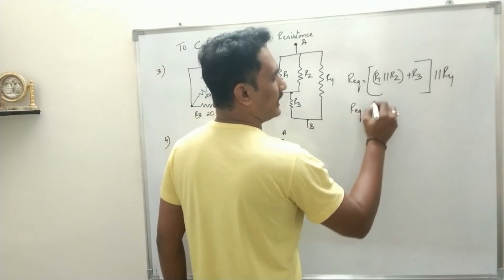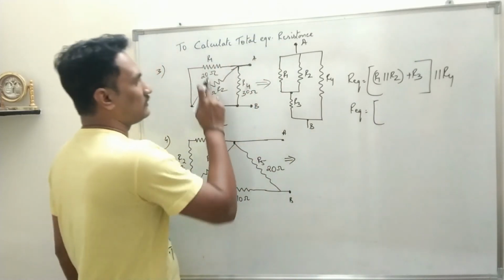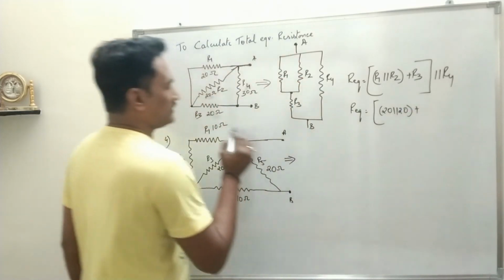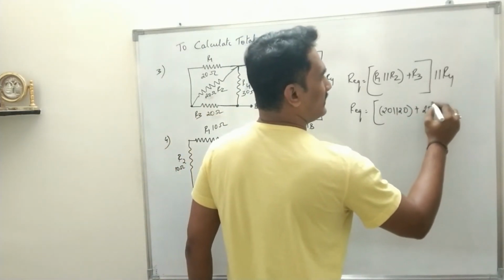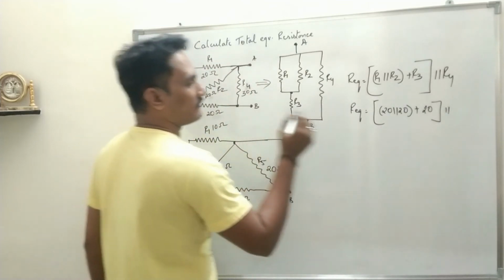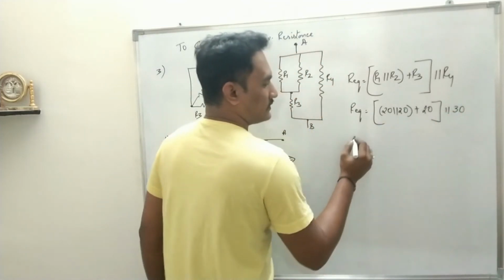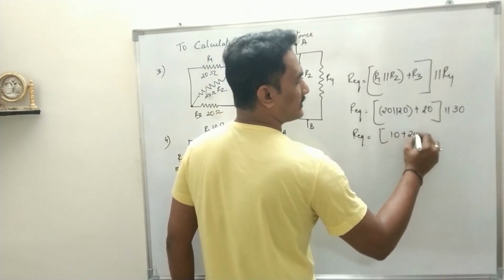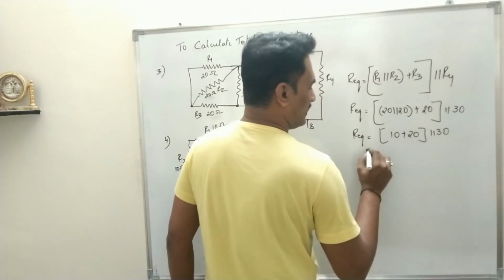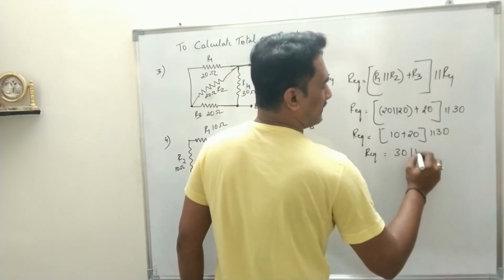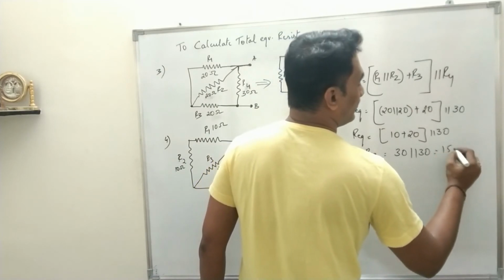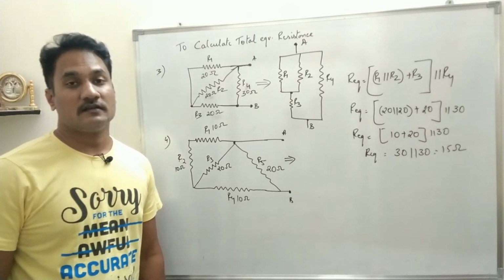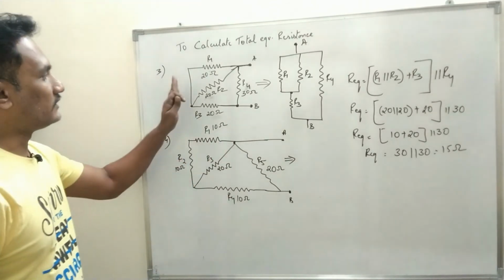So next, R equivalent is, what is R1 parallel R2? The value is 20 parallel 20 plus what is R3? R3 is again 20, and then parallel to R4, which is 30. So R equivalent is 20 parallel 20, the value becomes 10, 10 plus 20 parallel 30. So R equivalent is 30 parallel 30, the value will be 15 ohms, as two resistors connected in parallel, the value becomes half. So this is for the third one.